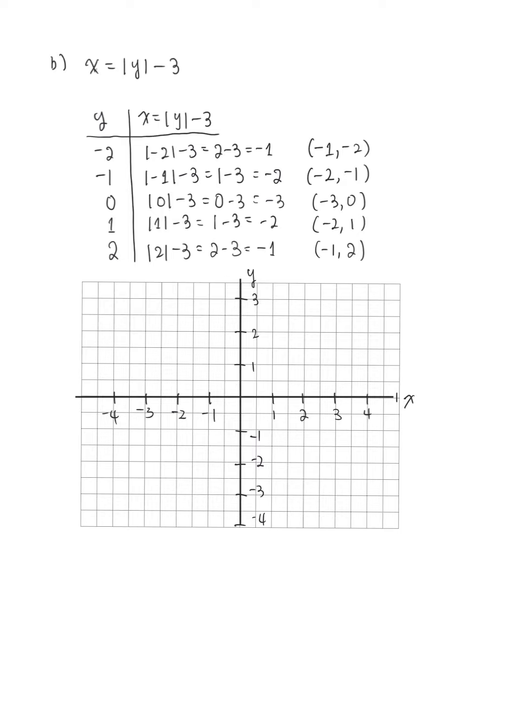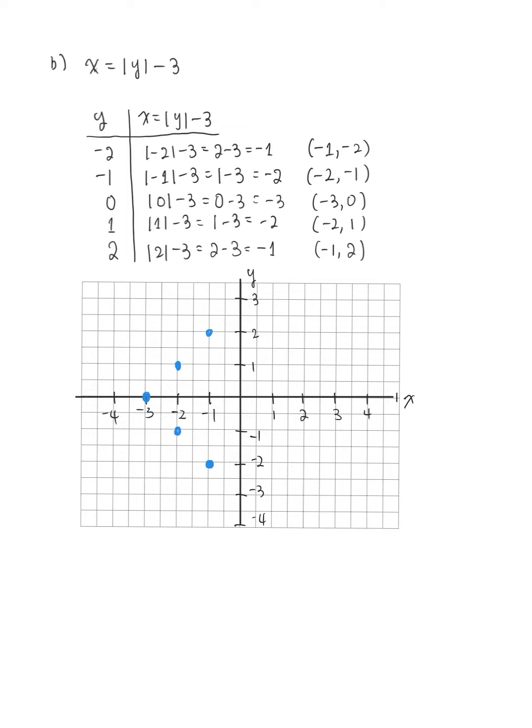Okay, so first we're going to be plotting -1 comma -2. So x is -1, y is -2. So that's this point here. Now, the next point is -2. So when x is -2, y is -1. So that will be at this point. Okay, the next one is -3 comma 0. So we're going to have -3 comma 0 here. Then the next point is x is -2, y is 1. So here it is. And then the next one is x equals -1, y is 2.